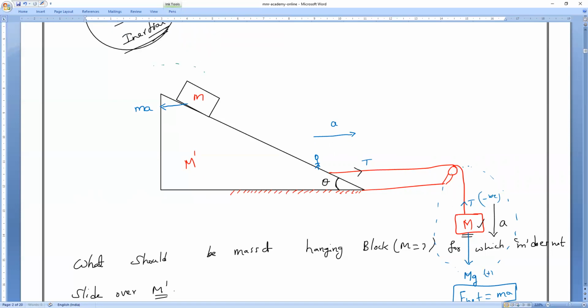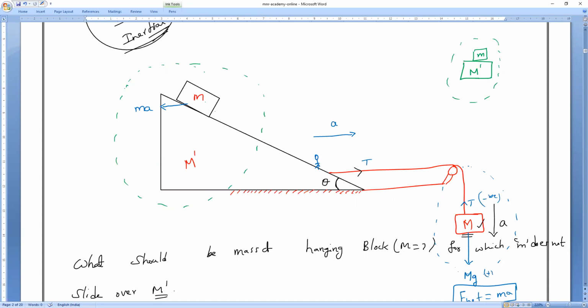So this M should not slide over. That means M and M dash both are a single system, like one block over another block. So this whole we can consider as a single system. Am I right or wrong? So that is what you should remember.